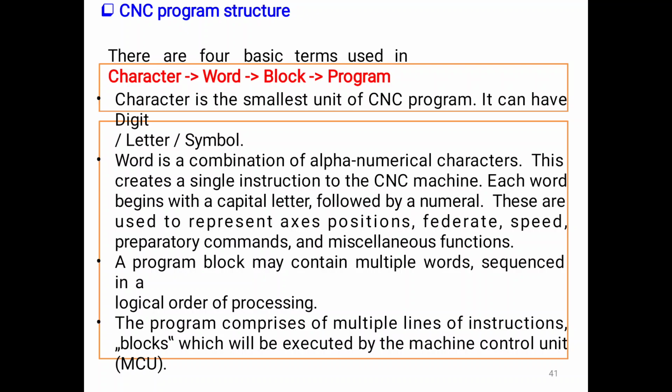A program block may contain multiple words in a logical order of processing. And the last one, the program, comprises multiple lines of instruction blocks which will be executed by the machine control unit.